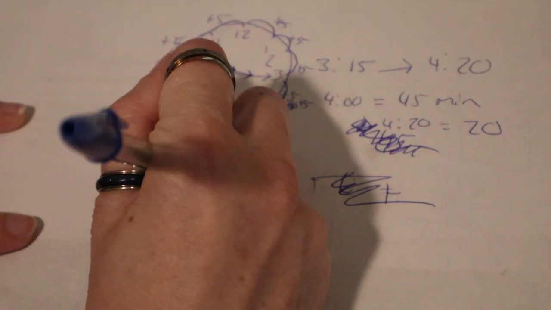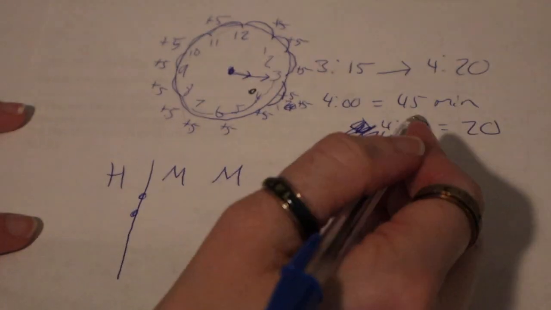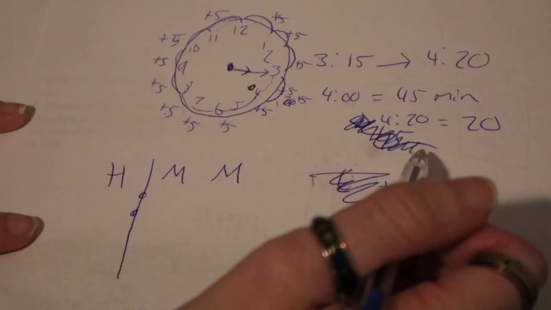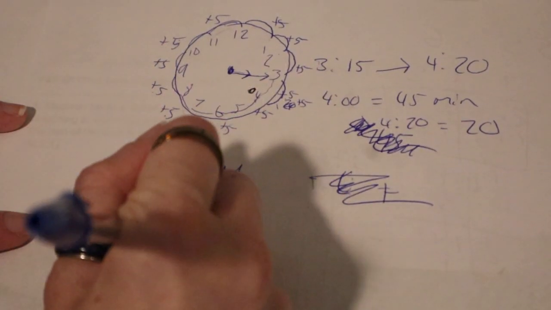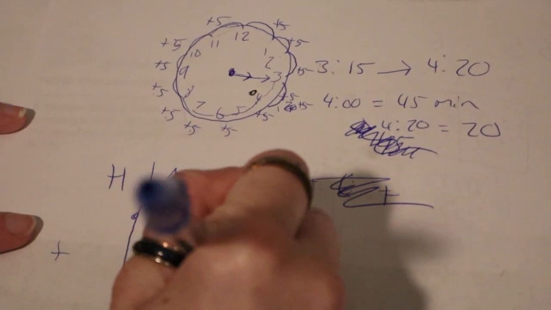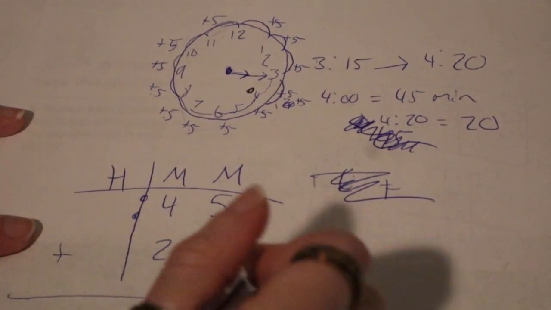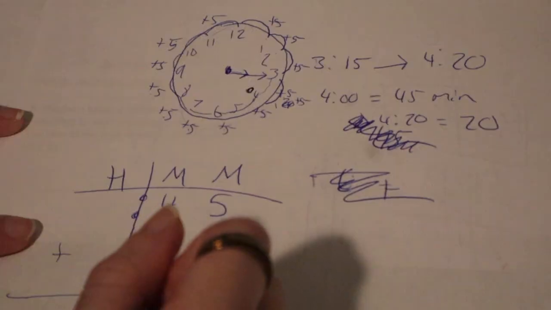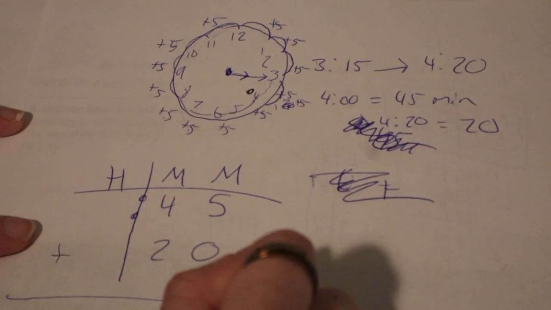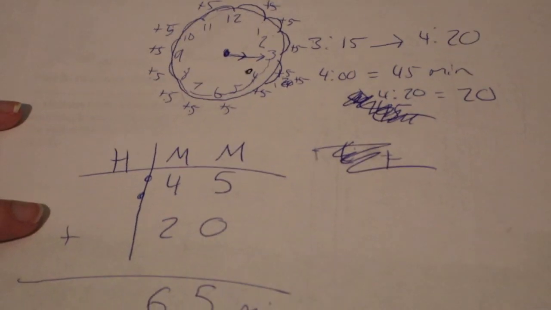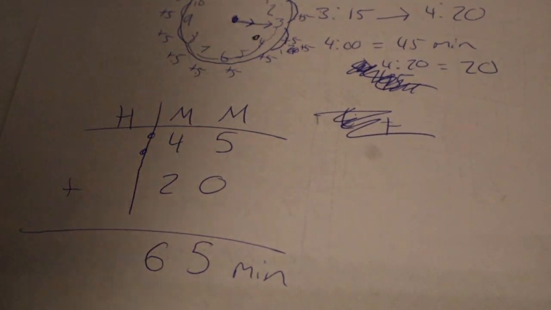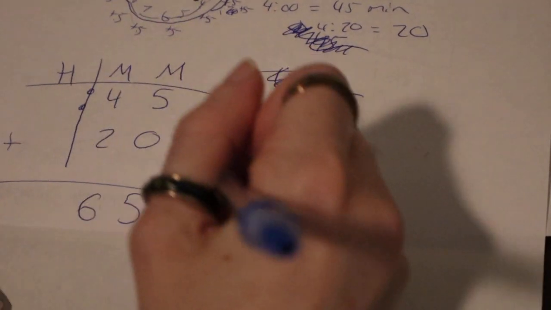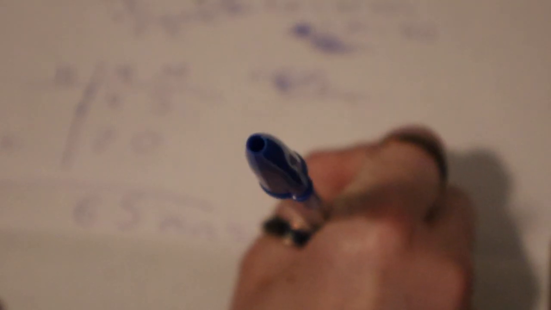So if we set it up, we'll do it over here. Hours, minutes. So our minutes are going to be 45 minutes plus 20 minutes. 5 plus 0 is 5, 4 plus 2 is 6, 65 minutes. You see? 65 minutes. So now, her entire class is 65 minutes. Total class.